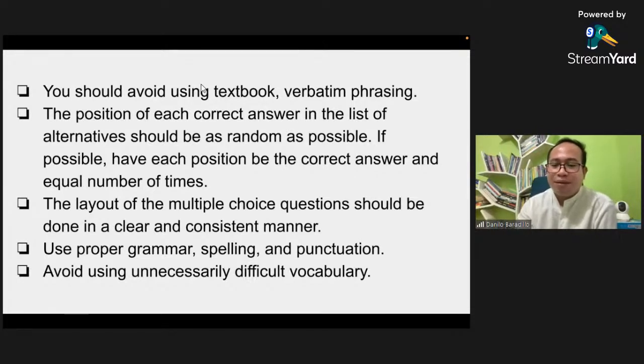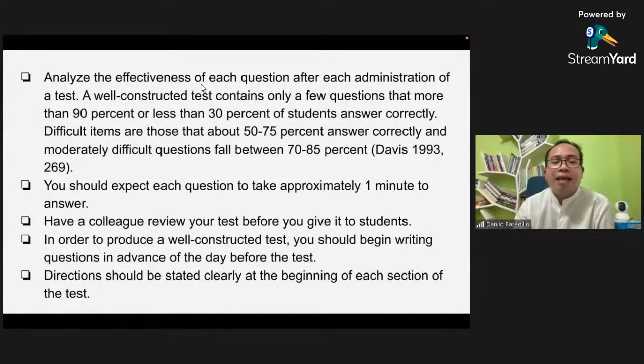Not unless, it's a different story when you're testing vocabulary. Analyze the effectiveness of each question after each administration of a test, because a well-constructed test contains only few questions that more than 90% or less than 30% of students answer correctly. So difficult items are those about 50 to 70% answer correctly, and moderately difficult questions fall between 70 to 85%, according to Davis in 1993. So you should expect each question to take approximately 1 minute to answer.